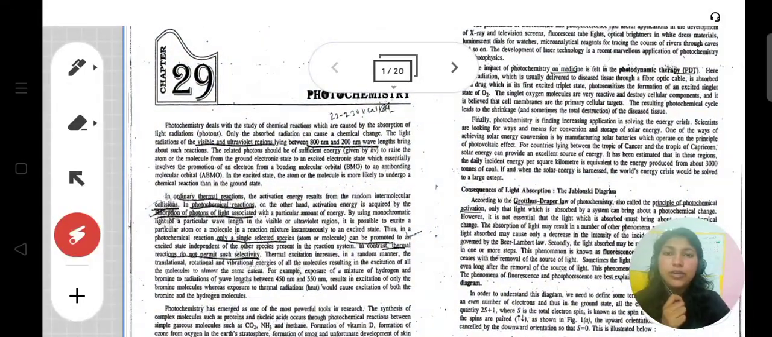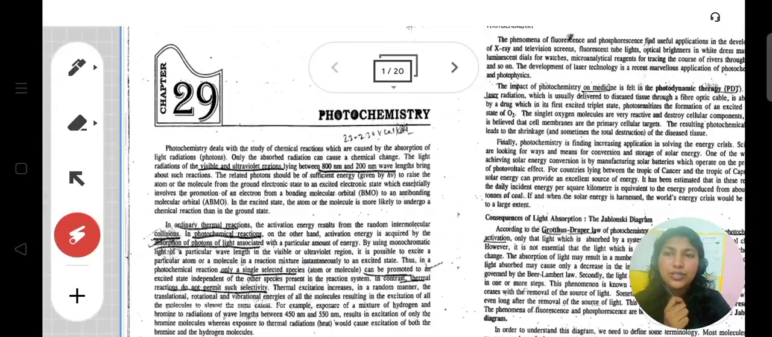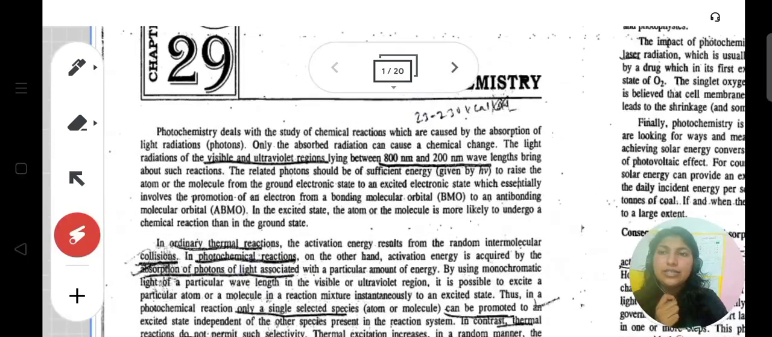So I think you have heard about photochemistry. What is photochemistry? Photo means light, right? So photochemistry deals with the study of chemical reactions which are caused by the absorption of light radiations. That is light radiation, we can call it photons.